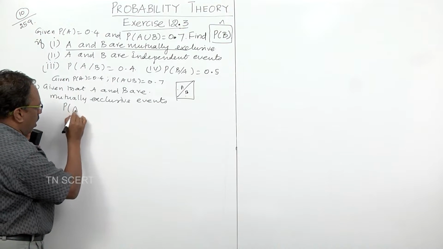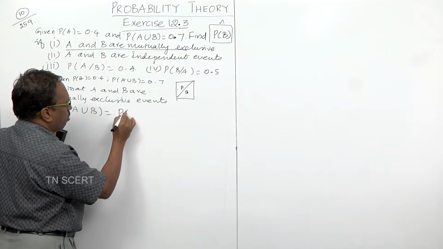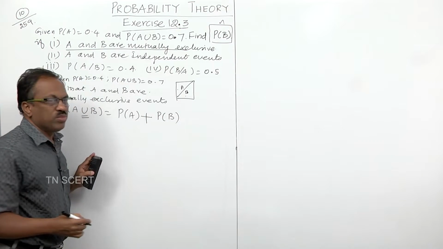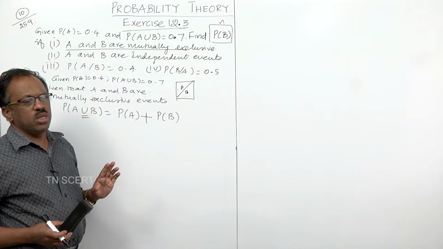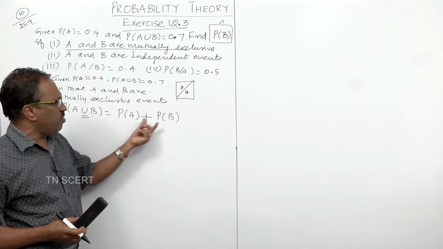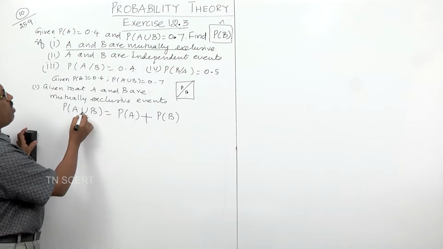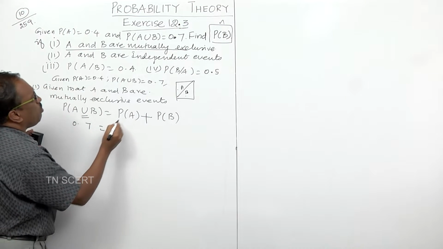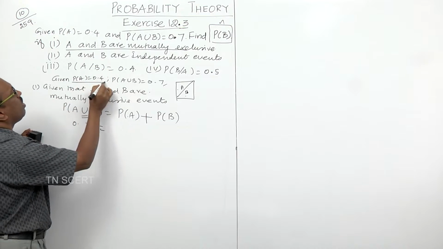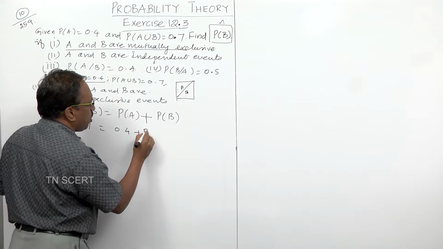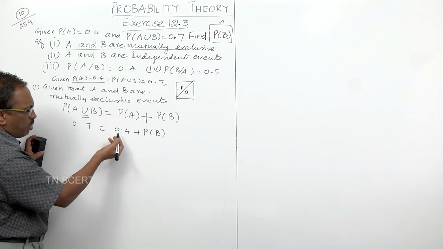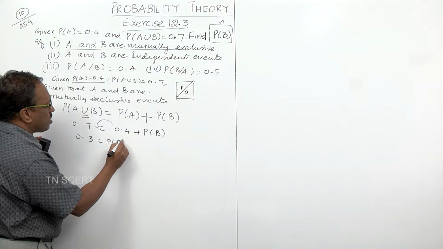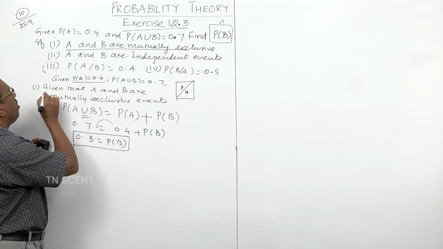P of A union B, whenever you notice union, it is nothing but P of A plus P of B. That is what mutually exclusive events mean. Either A or B, that is P of A plus P of B. Here P of A union B is already given, that is 0.7. P of A is also given, 0.4. P of B we wish to calculate. So bring these values here, 0.7 minus 0.4, which is 0.3. That is the first result for the first question.